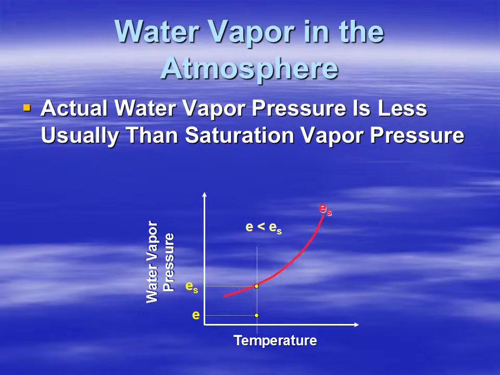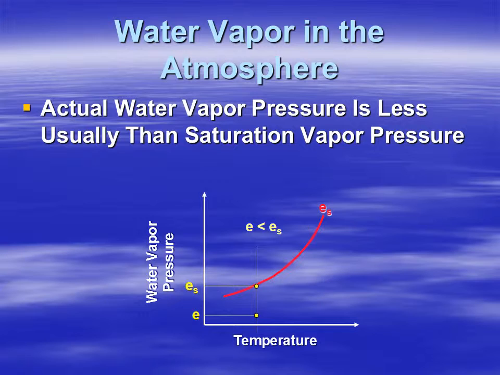Most times in our atmosphere, the air is not saturated with respect to water vapor or with respect to liquid water. There's less water vapor in the air than could be. And when that occurs, we say that the air is subsaturated.